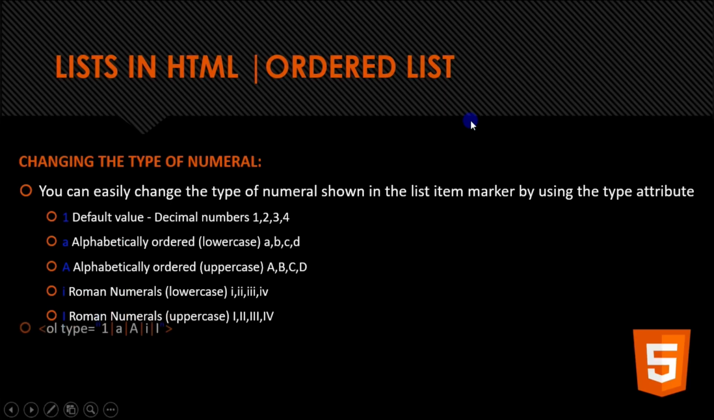So this was all about the ordered list. You can simply do it like this. If you want the default value or decimal numbers, you can write 1. If you want the lowercase alphabet, you can just write down a small a. If you want it in uppercase, you can just write down capital A, small i for lowercase Roman numerals, and a capital I for uppercase Roman numerals.